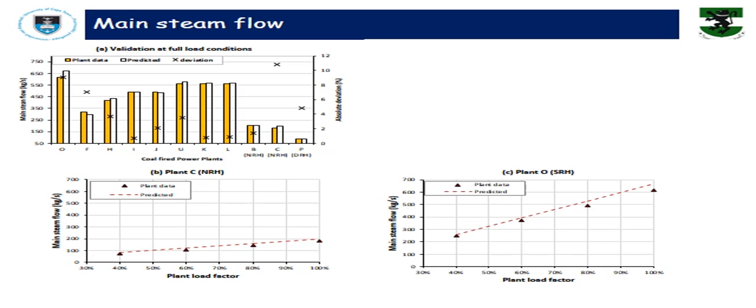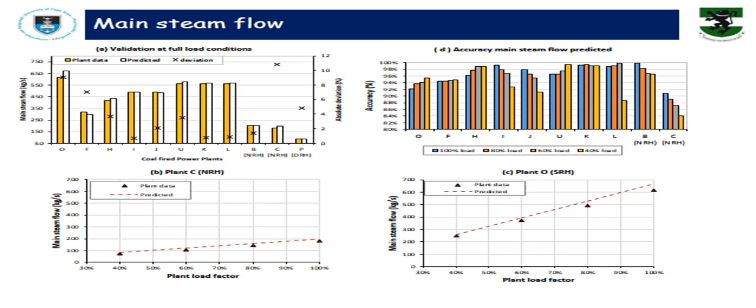Now, when we look at steam flow at various load conditions for both plant C and O, we see that the steam mass flow decreases with a decrease in the plant load factor. This is expected because for a power plant that produces power lesser than the value with which it was designed, you would expect that the steam flow will also decrease. Now, when we look at the accuracy, once again, the accuracy is very, very good, as you can see for most of the plants.